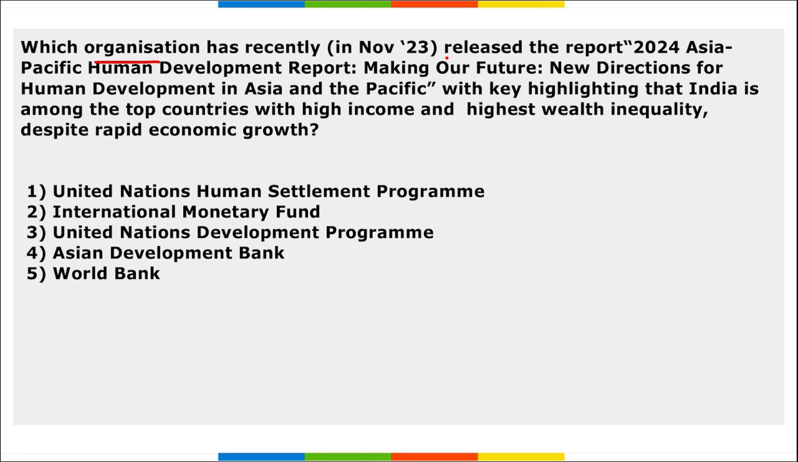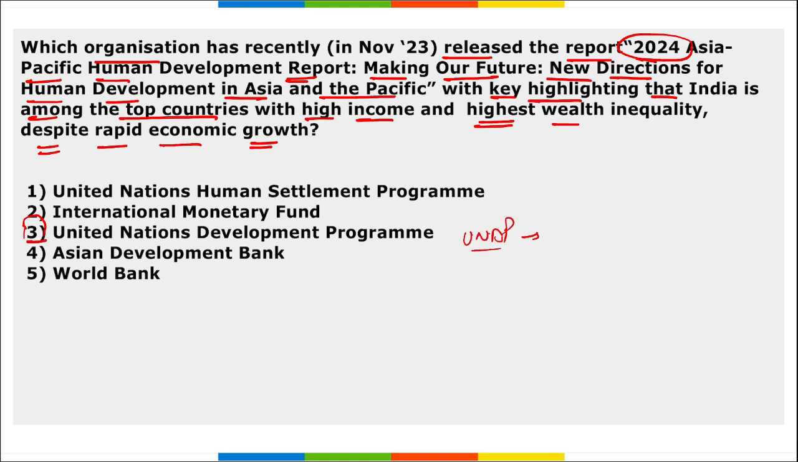Next, which organization has recently released the 2024 Asia Pacific Human Development Report, Making Our Future, New Directions for Human Development in Asia and the Pacific, with key findings highlighting that India is among the top countries with high income and highest wealth inequality despite the rapid economic growth. So this data was released by the United Nations Development Programme, that is UNDP. The headquarters of UNDP is in New York, USA.